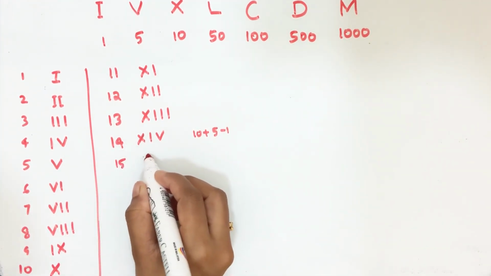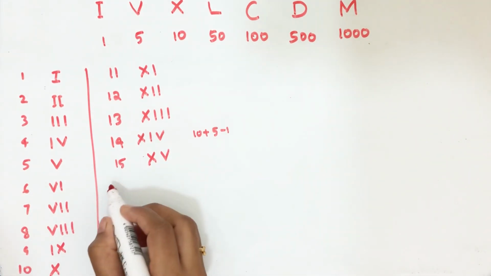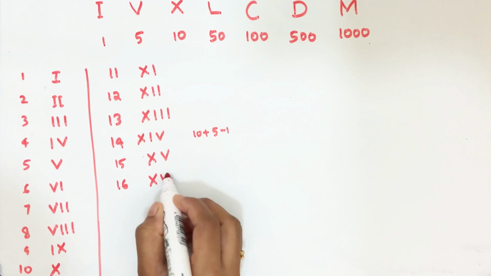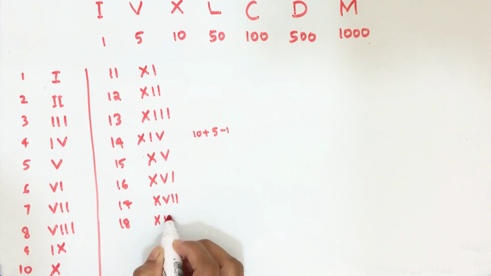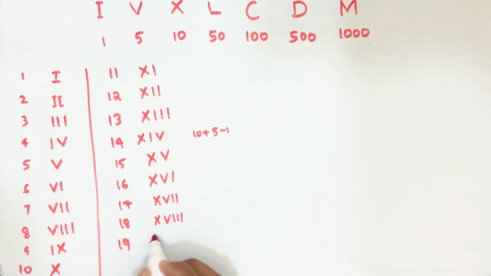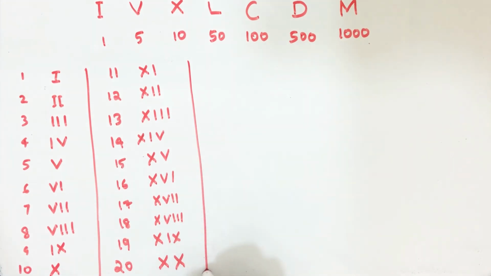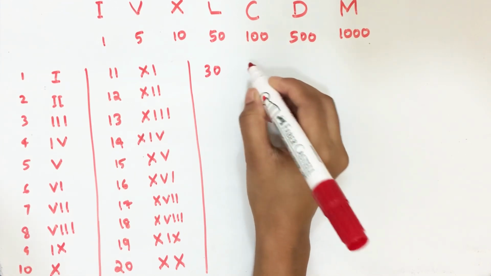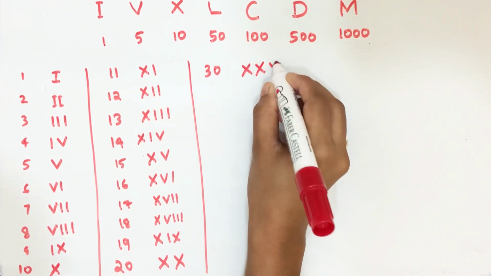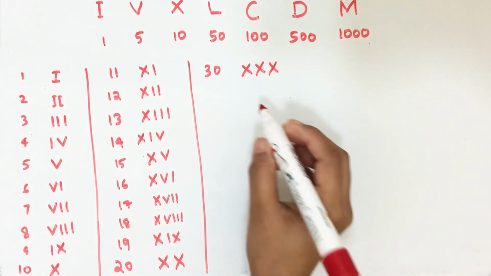15 is 10 plus 5. 16 is 10 plus 6. Like that we can write 10 plus 7, 18, 10 plus 8, 19, 10 plus 9, 20, 10 plus 10. Up to 30 we can write the same way. Then what will be 30? 30 is 10 plus 10 plus 10. That is 10, 10, 10, to the right of 10, 2 times.